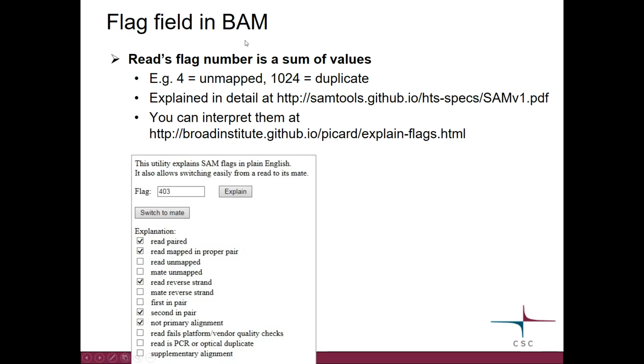The flag field in the BAM file is a number, and it's actually a sum of different values. So it's a very compact way of storing information. There are websites which can interpret these numbers. Here we have one screenshot. So, for example, flag 403 would tell you that the read is paired, it's mapped in proper pair, is from reverse strand, it's second in the pair, and it's not primary alignment.